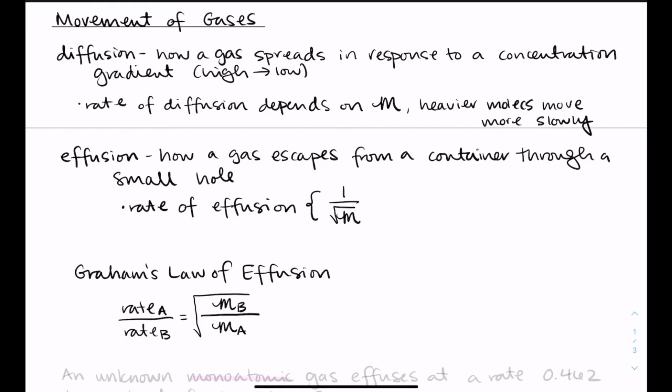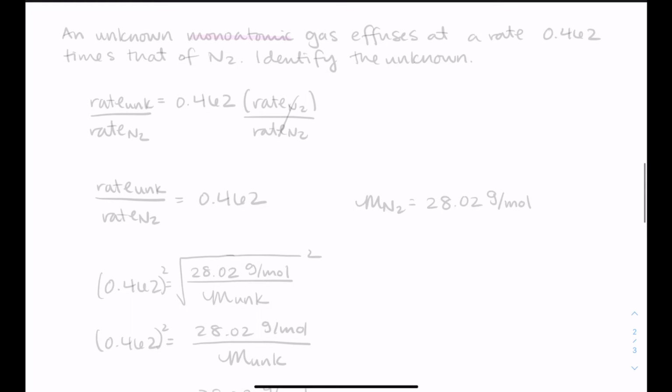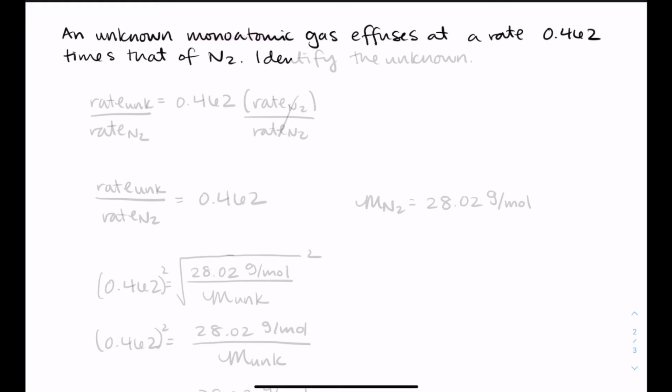And let's do an example. The example says an unknown monoatomic gas effuses at a rate of 0.462 times that of N2. Identify the unknown. So we're back to, it feels like this problem has absolutely no information. How do I solve it? Well, we have our keyword of effusion, so we can use Graham's law of effusion. We're not given rate information really. We're given the rate relationship. So the gas effuses at a rate 0.462 times that of N2.